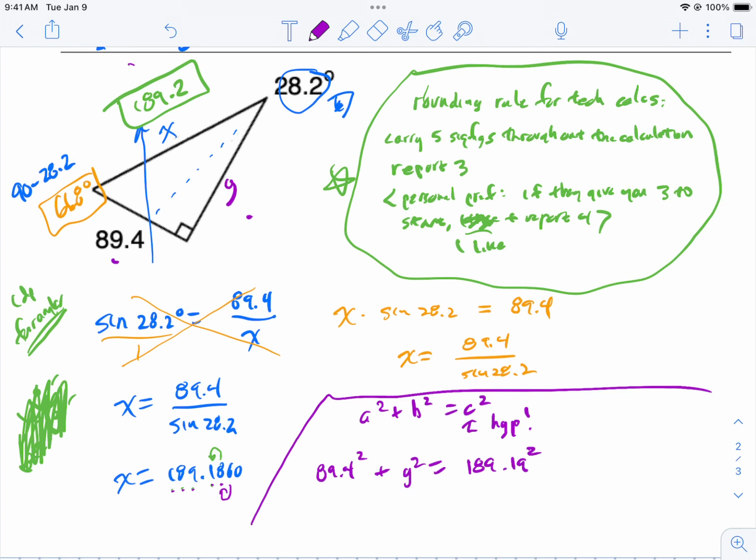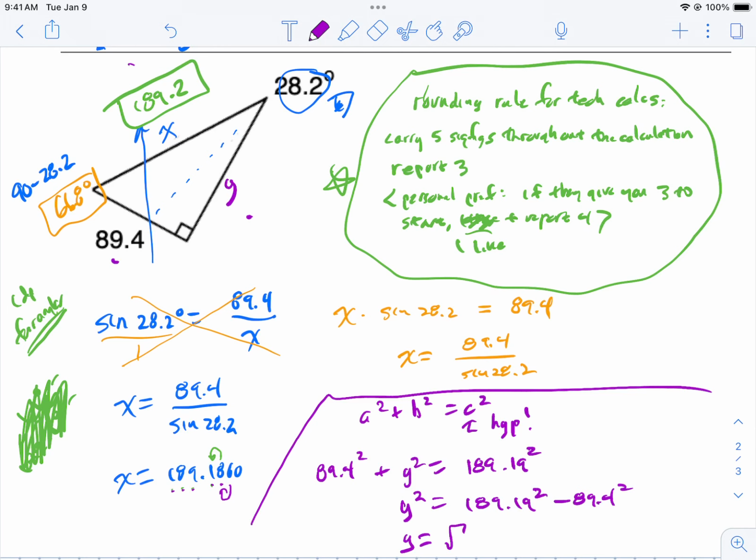So, okay, time to finish this up. Grabbing my calculator, 189.19, hit the square button, minus 89.4, hit the square button, hit the equals button, and I've got this 27,800 or so. So what did I just do? I took the 89.4 squared and subtracted it from both sides, and I actually punched the numbers. I'm looking at 27,800-ish on my calculator, but what do I have to do now? I have to take the square root of both sides. So now I just hit the square root of the answer button.